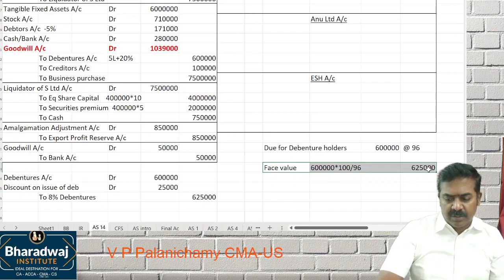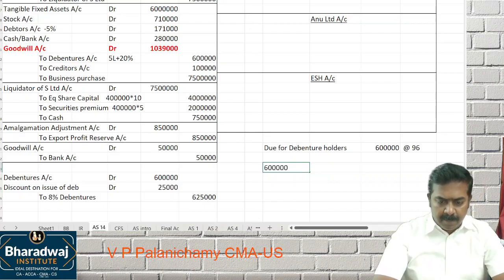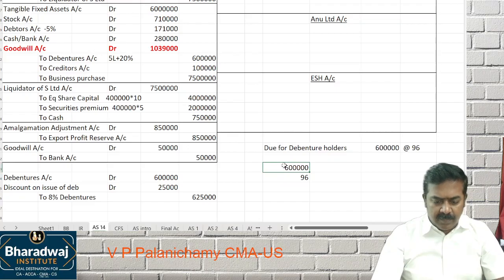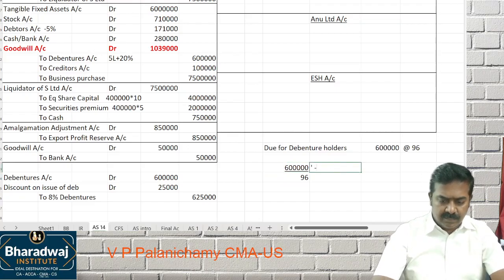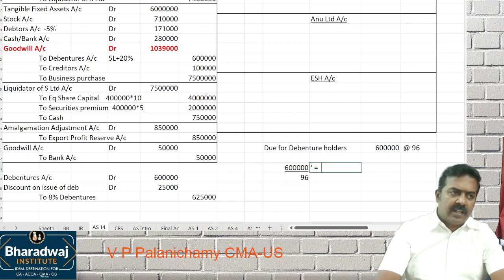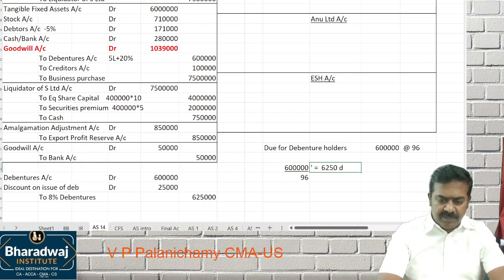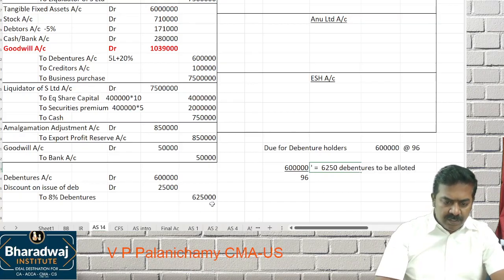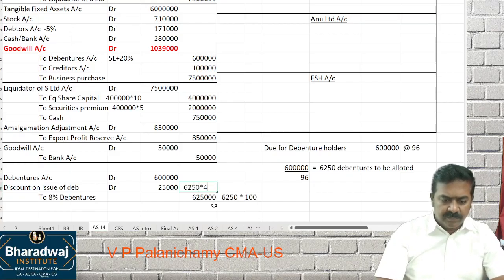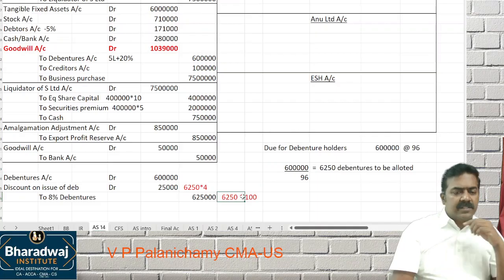Otherwise, you can work out like this also. 6 lakhs divided by 96. How many debentures to be given? 6 lakhs by 96. 6250 debentures to be given. So 6250 into 100. This is a discount of 4. 6250 into 4. Like this also you can work out. First work out the number of debentures to be allotted. Then based on that you allot the debentures.